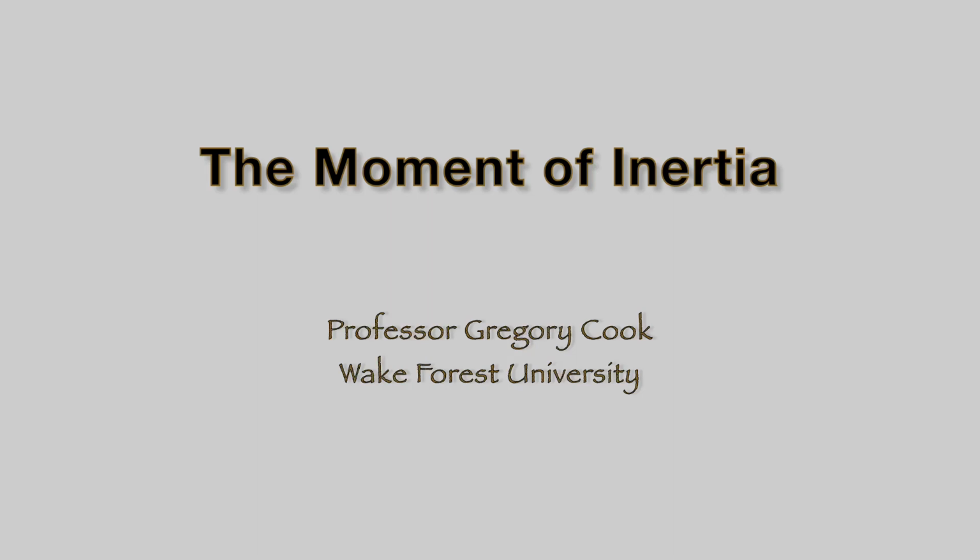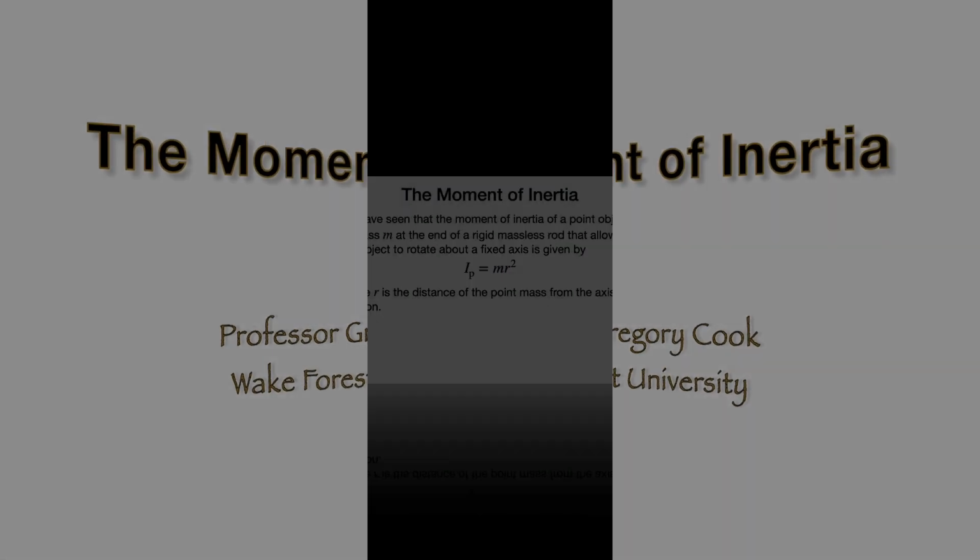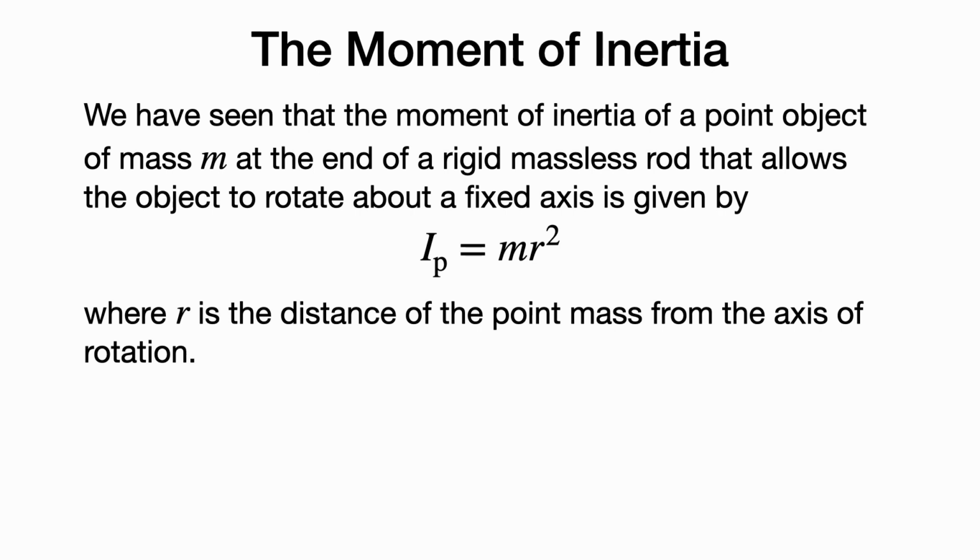In this module, we will consider the moment of inertia. We have seen that the moment of inertia of a point object of mass m at the end of a rigid massless rod that allows the object to rotate about a fixed axis is given by m times r squared, where r is the distance of the point mass from the axis of rotation.